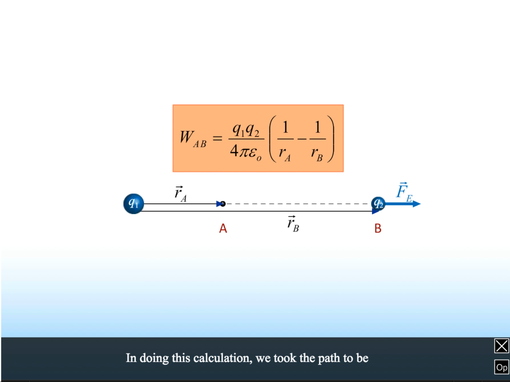In doing this calculation, we took the path to be along the line connecting the two particles. We now want to demonstrate that we would have gotten the same answer for W sub ab no matter what path we had taken to get from A to B.